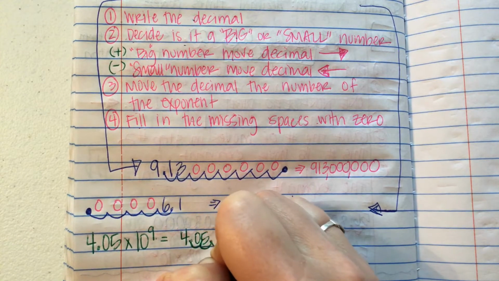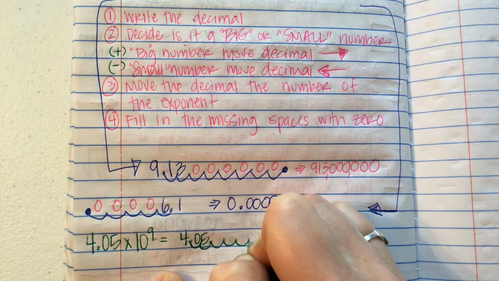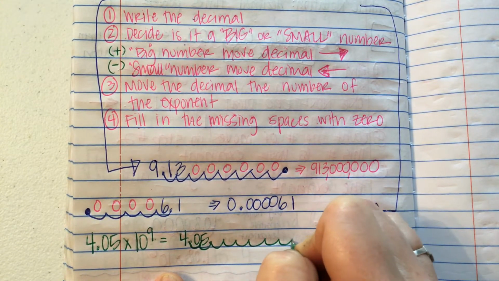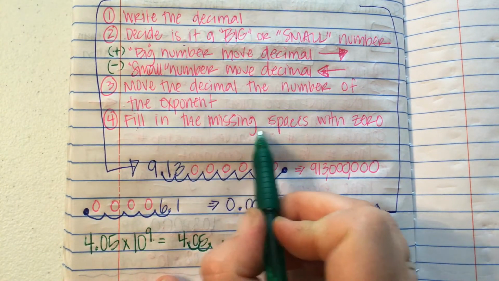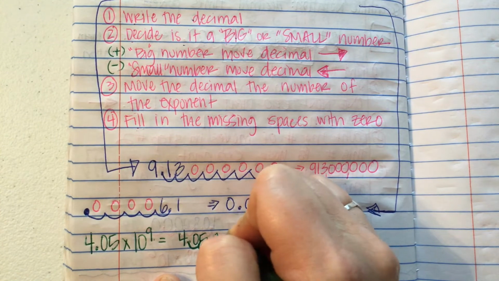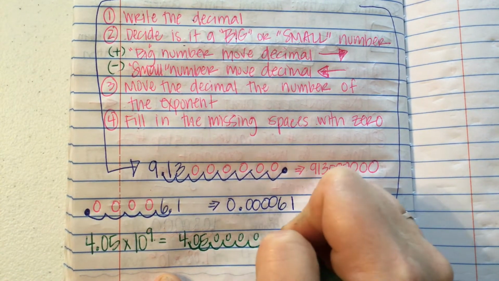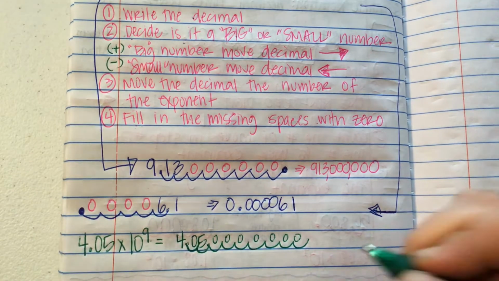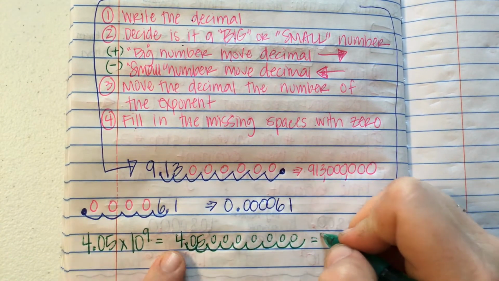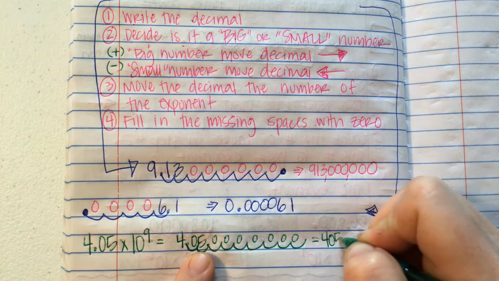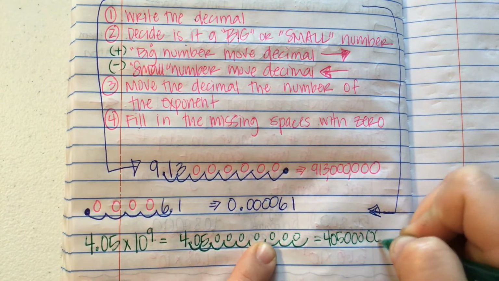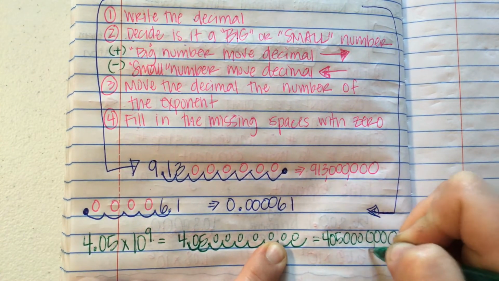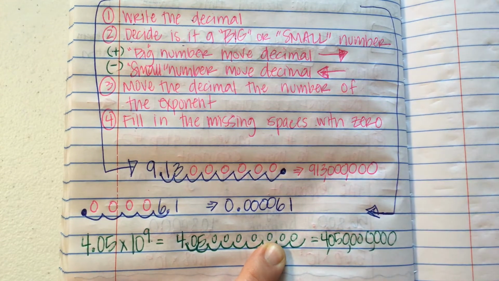1, 2, 3, 4, 5, 6, 7, 8, 9. I am going to fill in the missing spaces with zeros. And I'm going to write my answer. 4, 0, 5, 1, 2, 3, 1, 2, 3, 4. There's my answer.